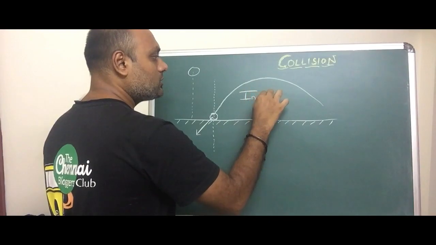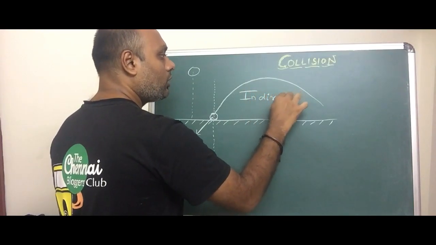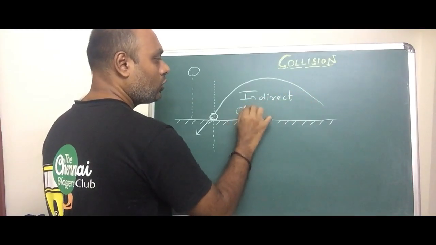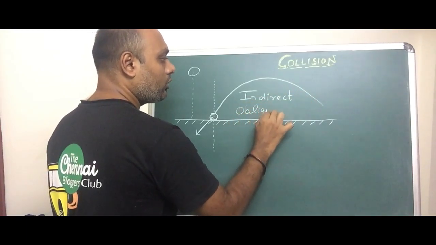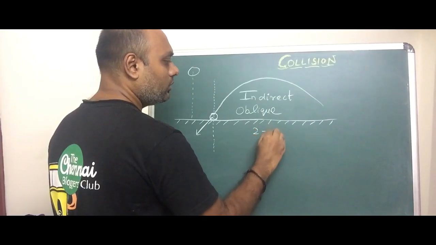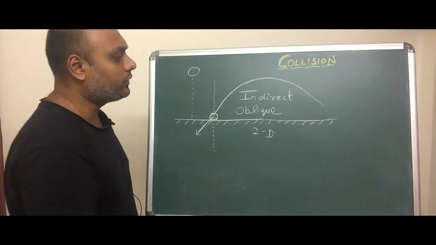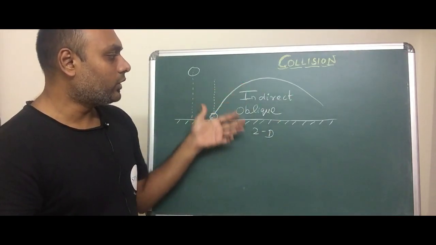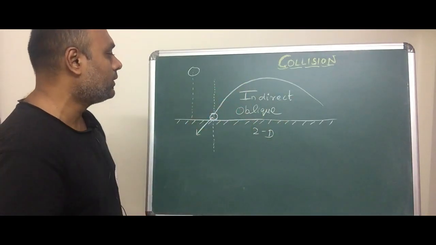An indirect collision is also termed a 2D collision, or an oblique collision. Indirect, oblique, or 2D. You can use any one of these 3 terms: indirect collision, oblique collision, 2D collision, or you can use all these 3 interchangeably.